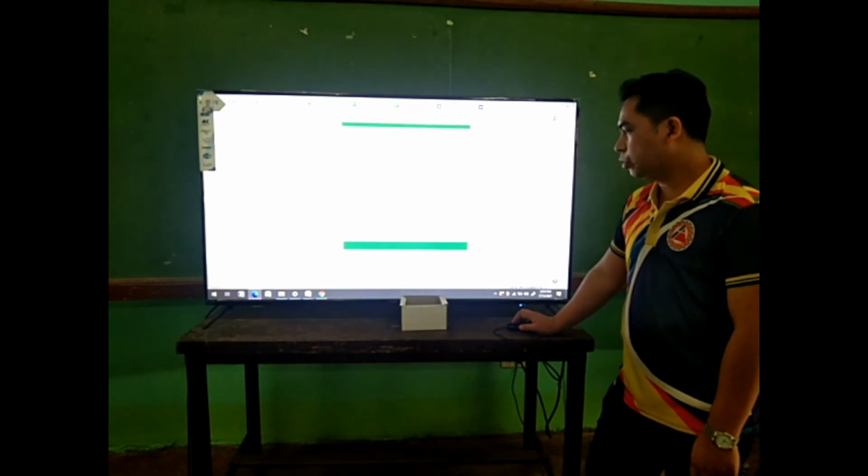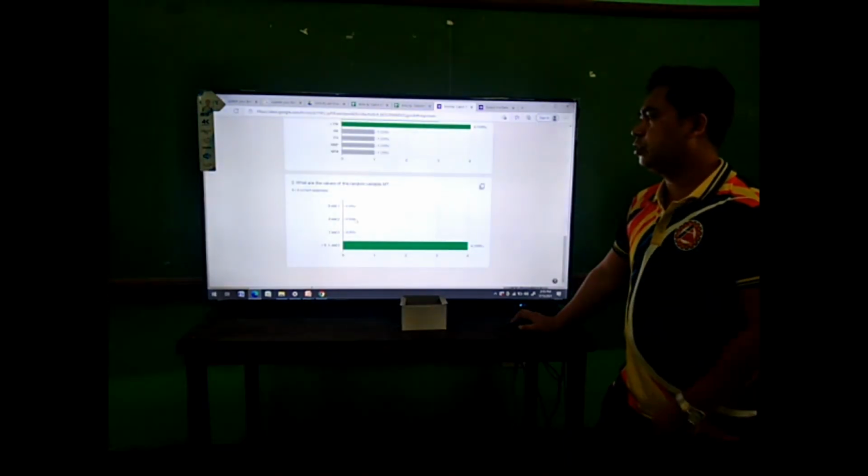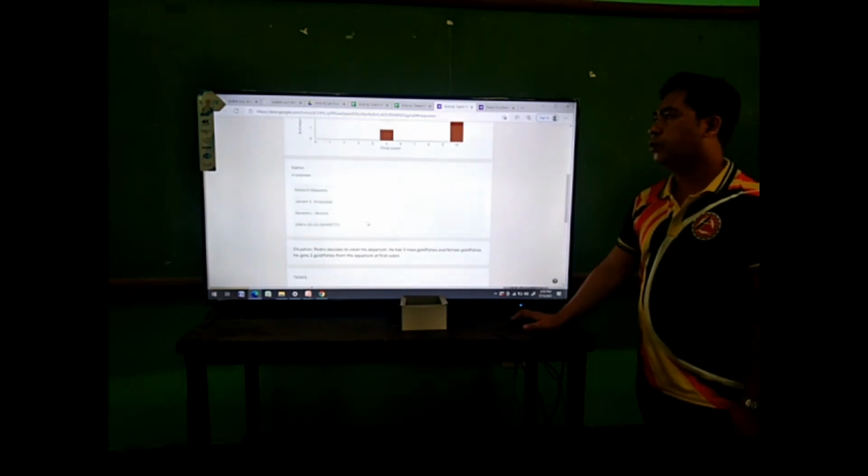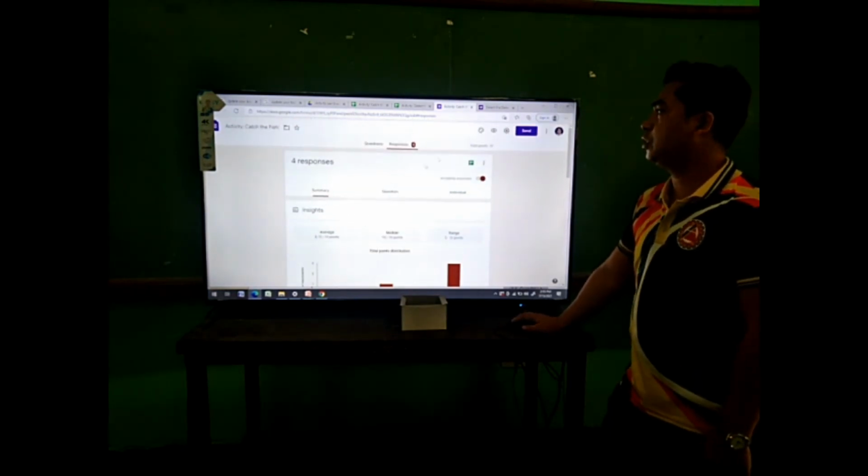For question number 2, everybody got it right. The values of the random variable M are 0, 1, 2. Very good for group number 1 for the activity catch the fish.